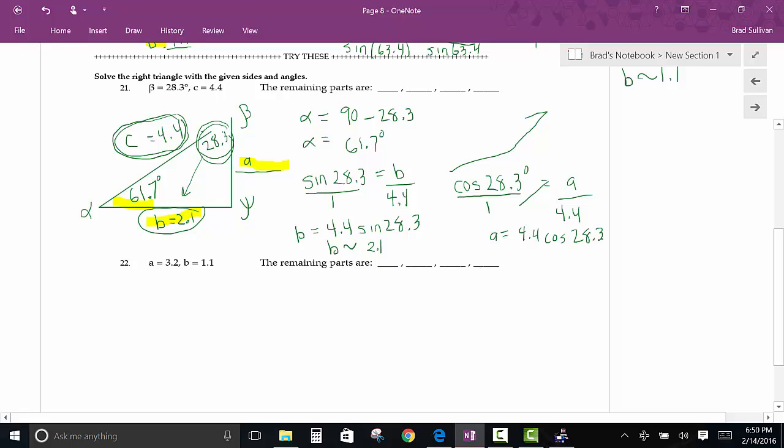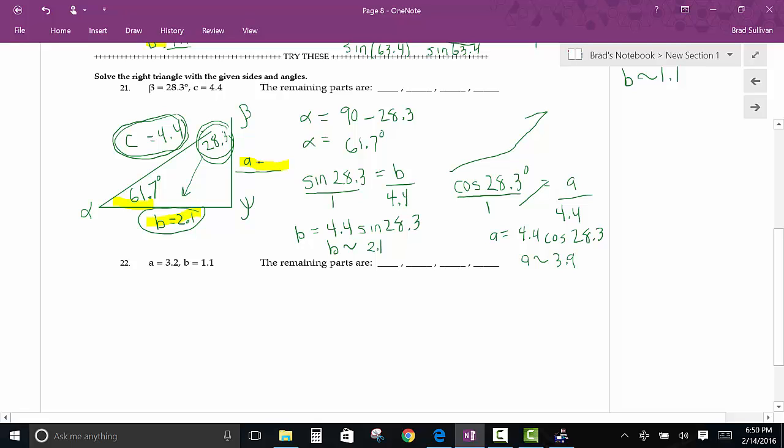Just crunch that out on the calculator, and then we'll be done with the problem. 4.4 cosine 28.3 is going to give 3.9 is what I'm coming up with. All right, so that solves the problem.